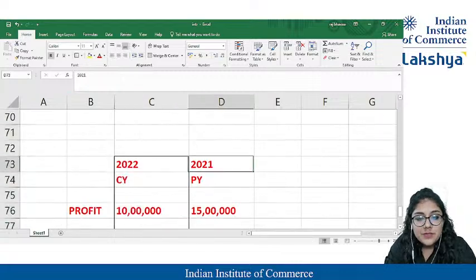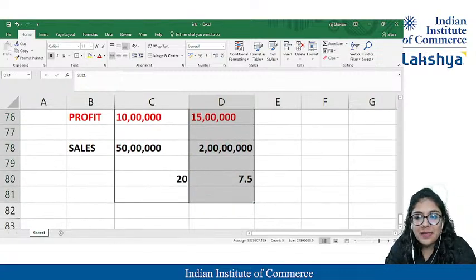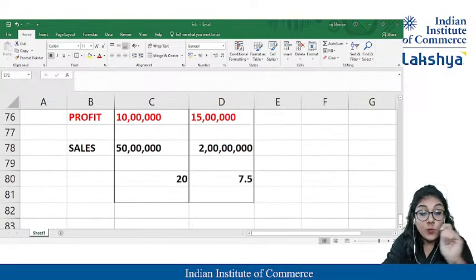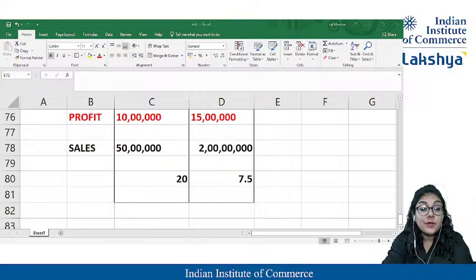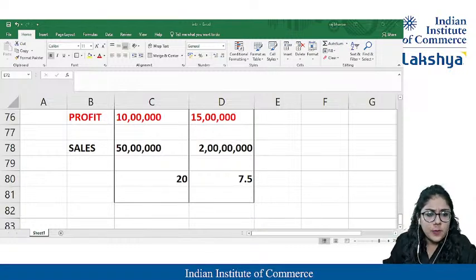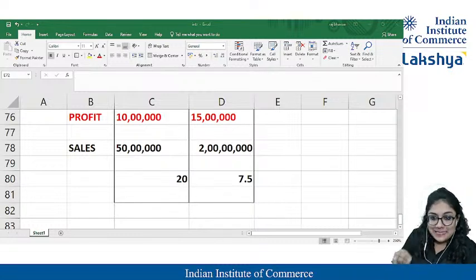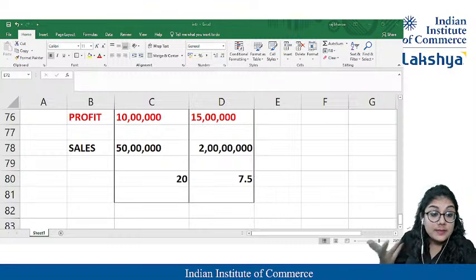Okay, so you'll be telling me, ma'am, this was very easy, na? Everyone can know this, we can just apply the formula. But what is relevant over here is that we are not going to just tell them that in the current year it's better and in the previous year it was not. We are supposed to interpret them, because of the less sales, and then we have to write.